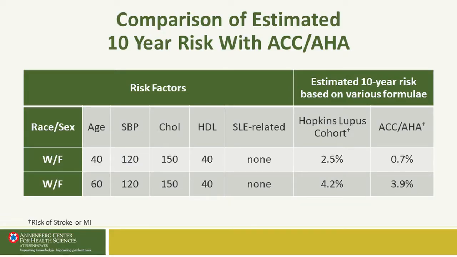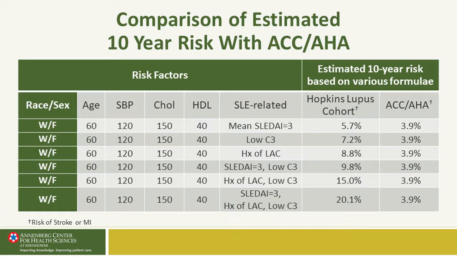Now, I want again to show you the example of comparing risk factors and the different formulas. You know, there's more than just a Framingham formula right now. The American College of Cardiology and the American Heart Association have a formula as well. So here's an example of looking at different risk factors and our cohort data and the American College of Cardiology answer. So again, remember, when you have multiple SLE related risk factors, you'll be able to show with a lupus specific risk formula that the patient's at much higher risk.